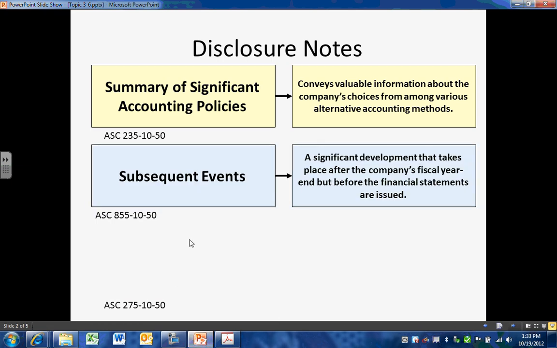Other disclosure requirements deal with what's called subsequent events. A subsequent event is something that happens after the fiscal year, but before the financial statements are issued. The last date of the fiscal year does not drop down a curtain on the disclosure requirements that we have. If something happens between the end of the fiscal year and the issuance of the financial statements, and we believe it is material, that is, it could change a user's decision, we must disclose that.